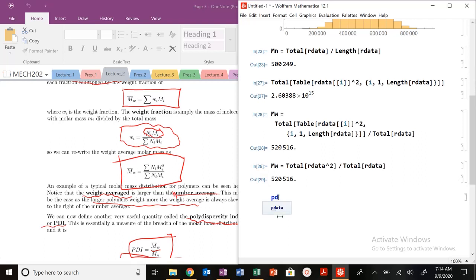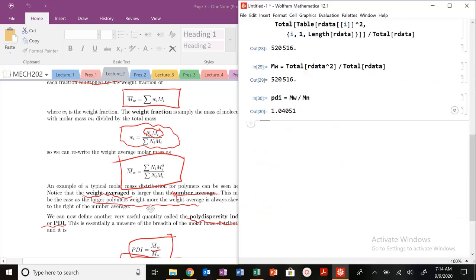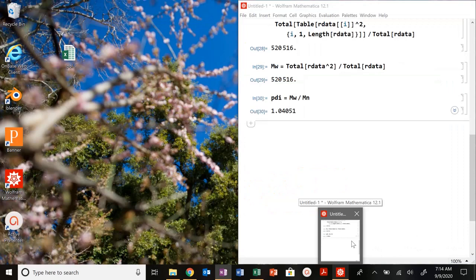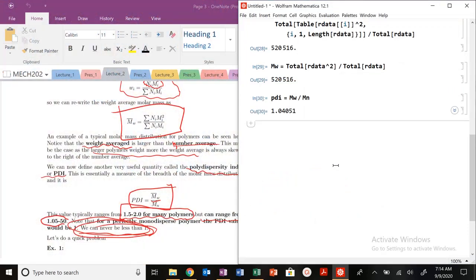So my PDI is just going to be M sub w over M sub n. That's a pretty nice PDI. Remember, 1.5 to 2 is normal for most polymers. It could vary, most realistically 1.005 would be a really amazing polymer chemist. 1 would be obviously perfect, and that's very, very difficult to achieve experimentally.